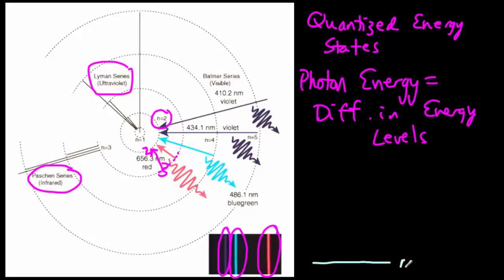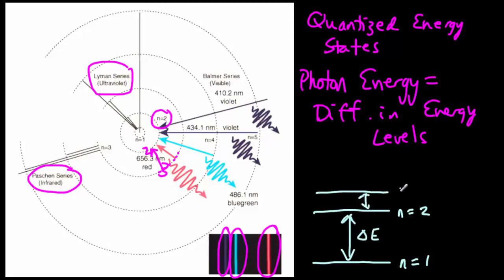So from n equals 1 to n equals 2, there's a big energy gap. But the energy gap is smaller when you go from n equals 2 to n equals 3. And then it's smaller again when you go to n equals 4, etc. So any drops down to n equals 1, there's always going to be a big energy difference, and that's going to produce a very energetic photon, which will be in the ultraviolet region.